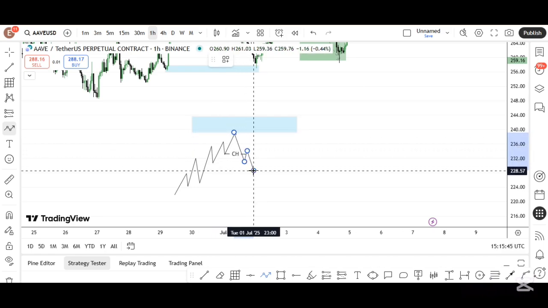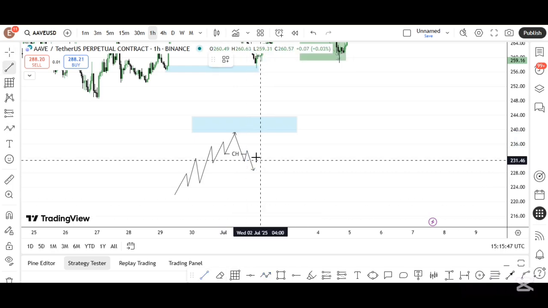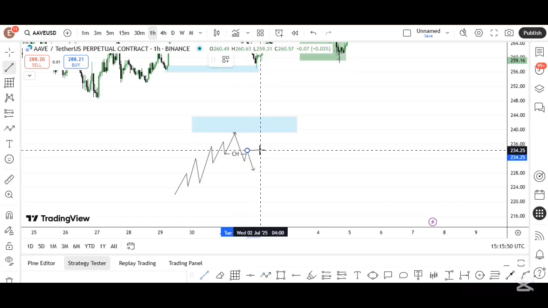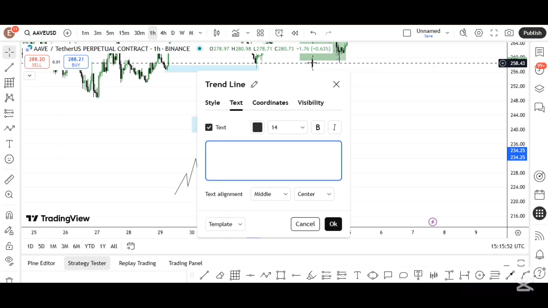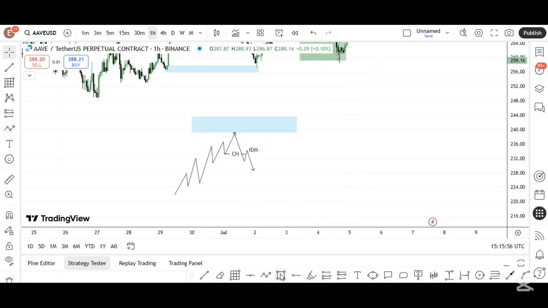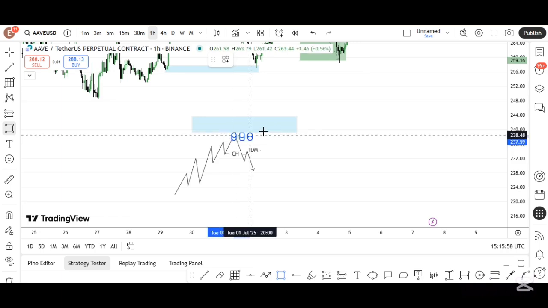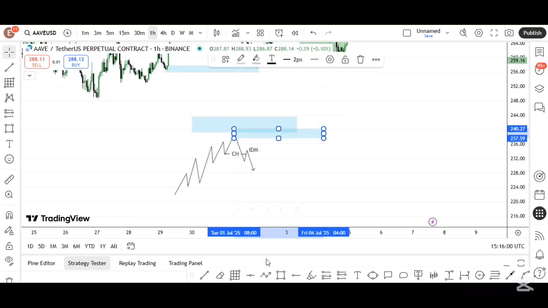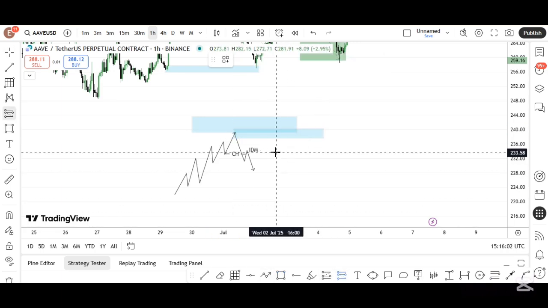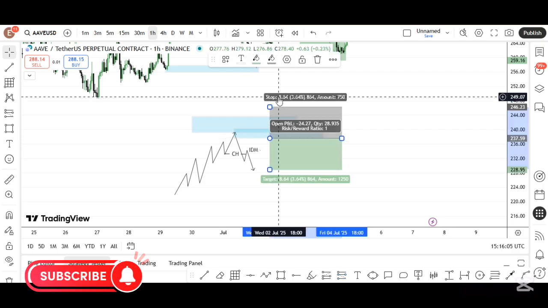Then we have our inducement right here, which we are going to be using as an extra confirmation. Now what we are looking out for is the order block right here, and we'll be waiting for the market to come all the way up to this point.